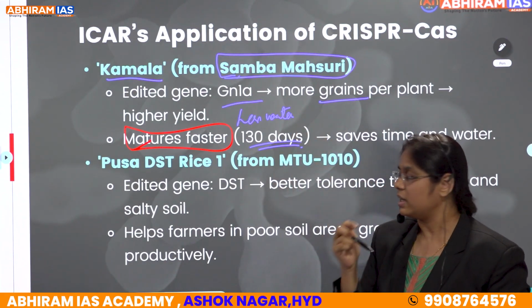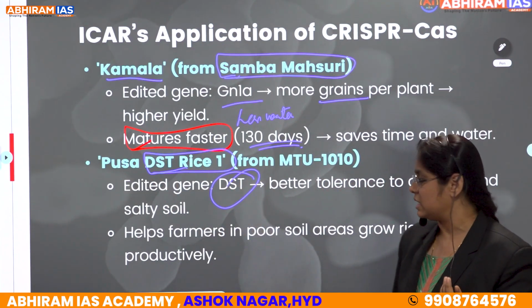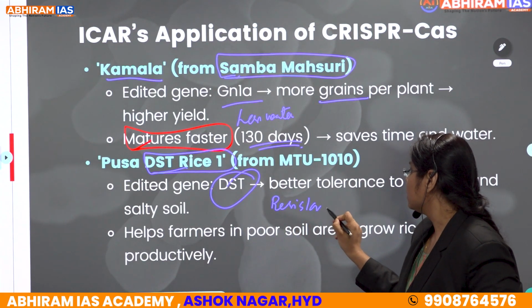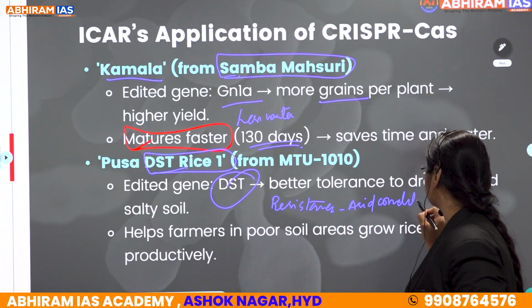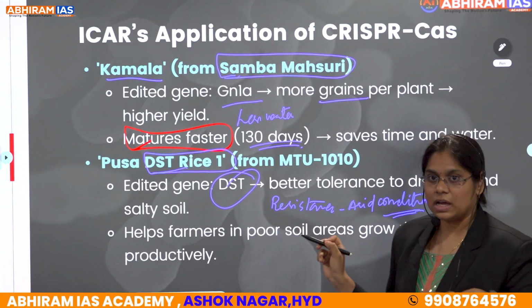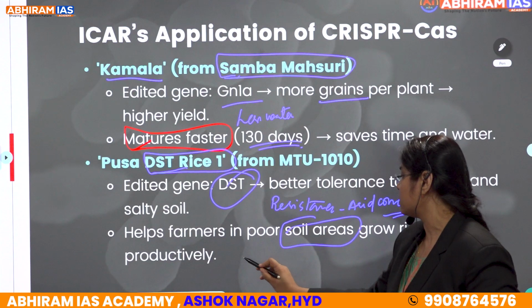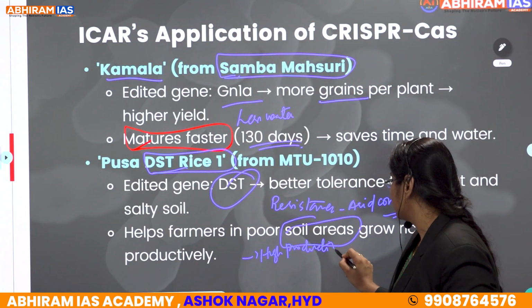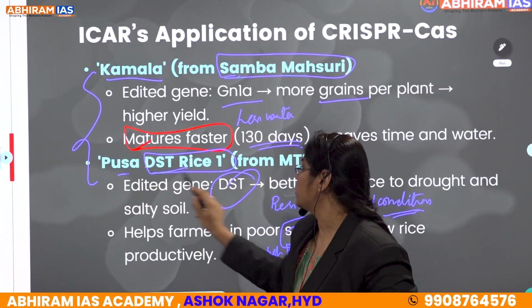Clear? And the next variety is Pusa DST Rice 1, where the DST gene is mutated. Why? For better resistance in arid soil conditions. This is helping farmers in poor soil areas grow rice productively, with high productivity in arid conditions. Clear? These two are the varieties, Kamala and Pusa DST Rice 1.